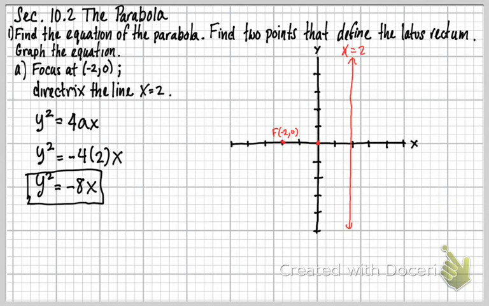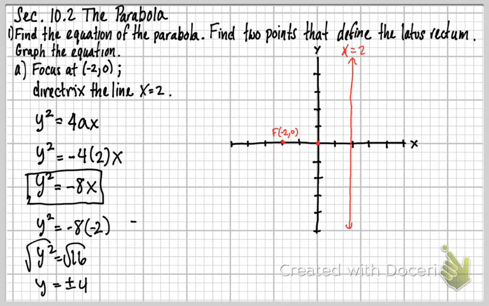So to find those 2 points, we're going to plug in -2 for x. And that's going to be y squared equals 16. I square root both sides. And I get y equals plus or minus 4, which the 2 ordered pairs I get from this are going to be (-2, -4) and (-2, 4).